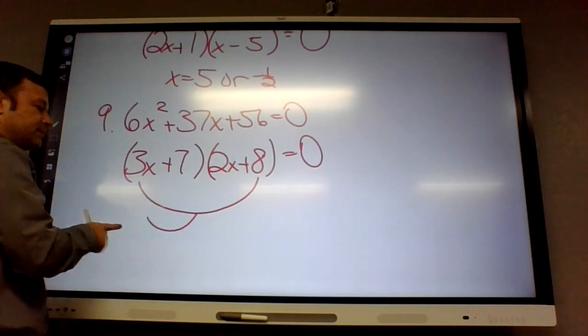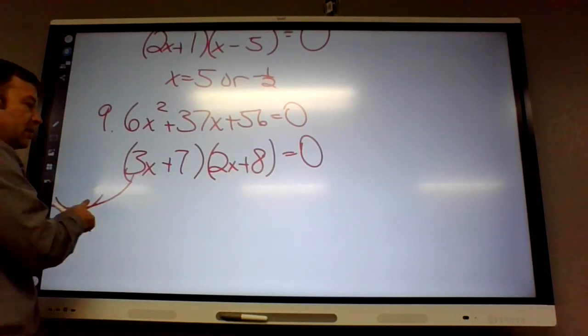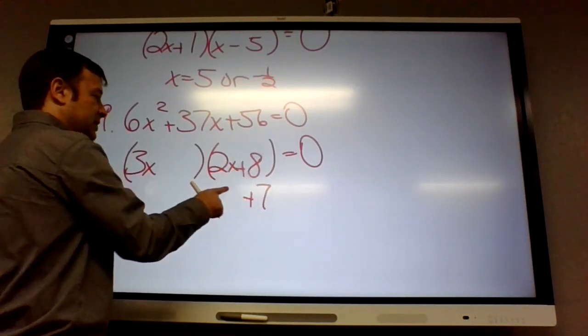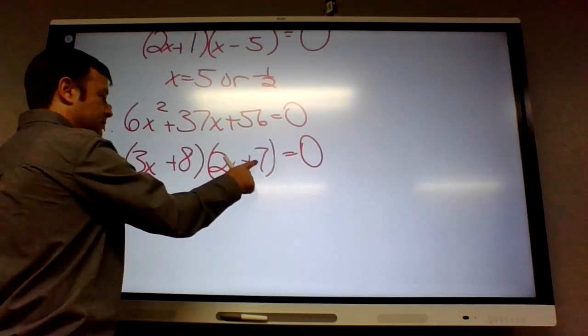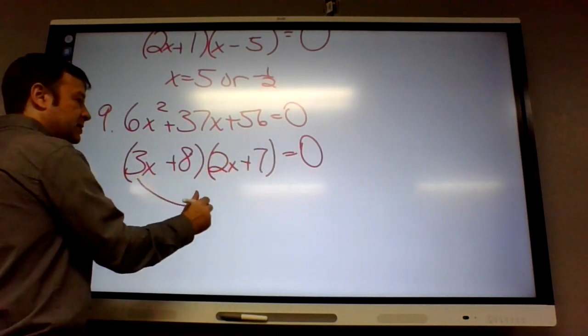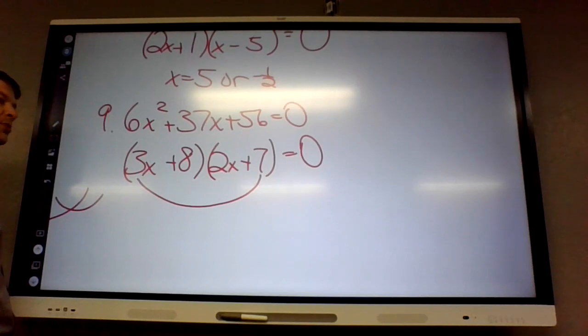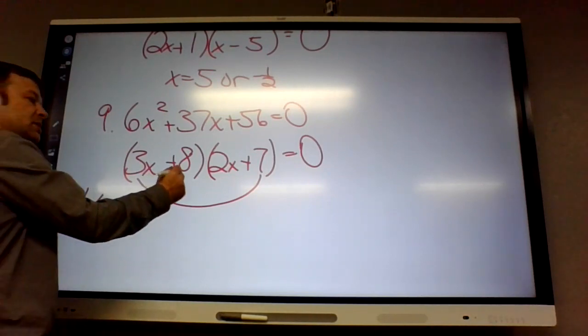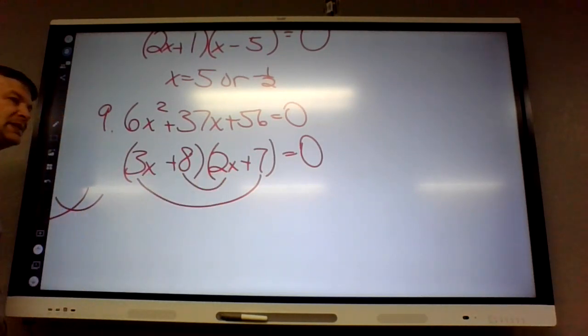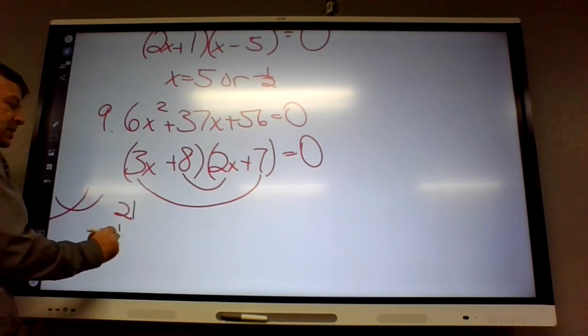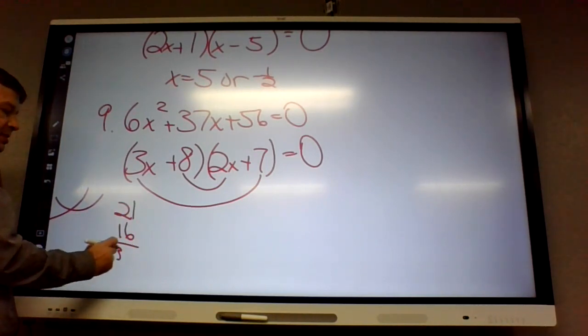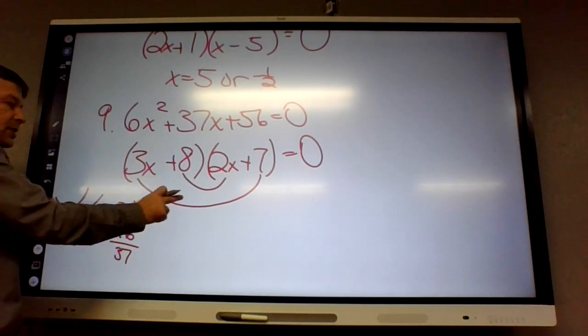Not quite. So let's try switching the 7 and the 8. Now the outside is 21. The inside is 16. What's 21x plus 16x? 37, that's the right one.